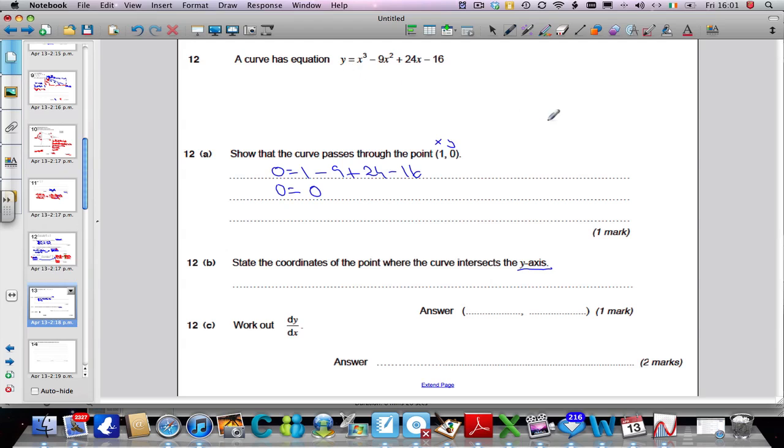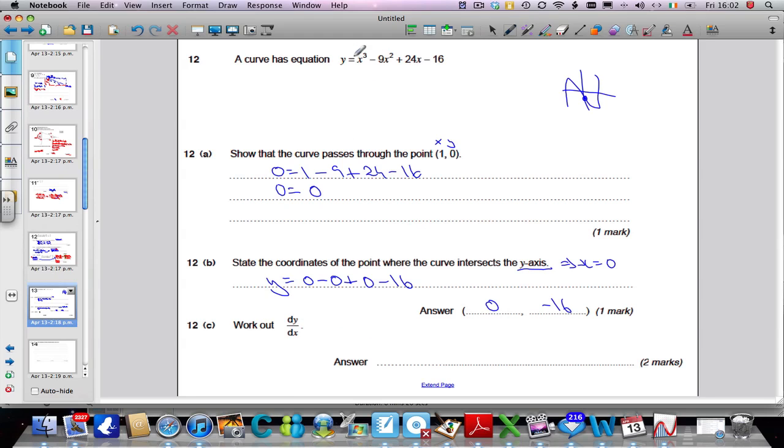Now this curve will intersect the y-axis. Let's just have a picture of that, so we've got some sort of curve. It's going to intersect the y-axis, and where it intersects the y-axis, x is 0. So I let x equal 0 in this. We get y equals 0 minus 0 plus 0, take away 16. So when x is 0, y is -16, and that's the coordinates of the point.